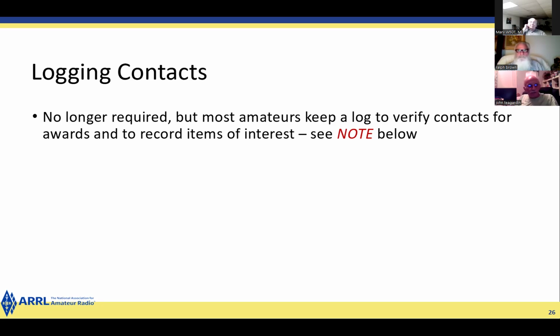Yeah, one thing different with HF, if there's two people talking at once, a third party can hear both of them, whereas on a repeater, one wins. But HF's a little different in that respect.